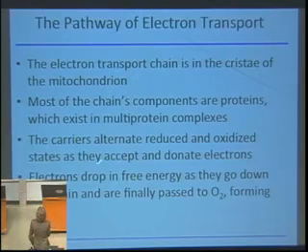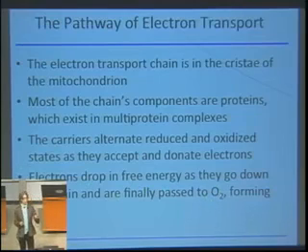Okay, so the carriers alternate between reduced and oxidized states as they accept and donate electrons. So this is where lots of redox is going on. And electrons are dropping in free energy as they go down the chain. And eventually, they're passed off to oxygen to form water. That's the very last step of this electron transport chain, the production of water.